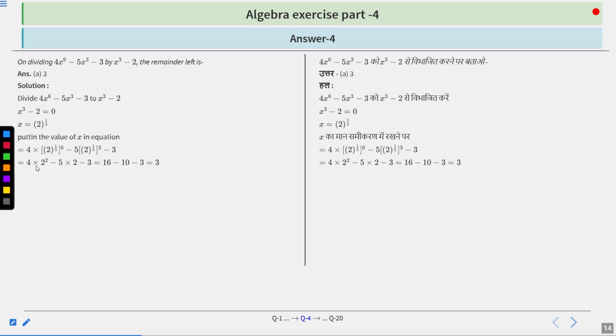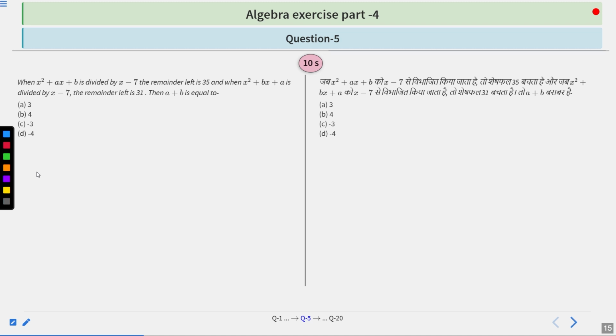Now 4 into 2 raised to power 1 upon 3 into 6 is 2 square, minus 5 into 1 upon 3 and 3 will cancel out, so 2 raised to power 1 only, minus 3. 2 square is 4, 4 into 4 is 16, minus 5 into 2 is 10, minus 3. That is equal to 16 minus 10 is 6, minus 3 equal to 3. Therefore, 3 remainder is left. Option A, 3, is the correct answer.